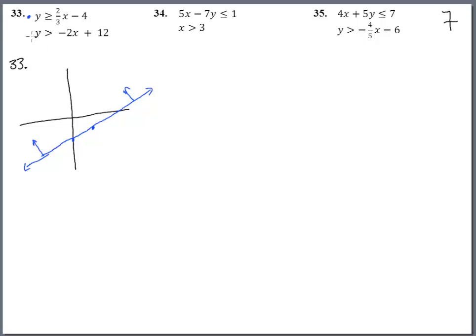The red one, y is greater than -2x plus 12, so we're way up here at positive 12, and the slope is down 2 over 1. And this is a dashed line. Get a dash going. Good deal. And y is greater than, so we're still above the line, so we're headed that way.